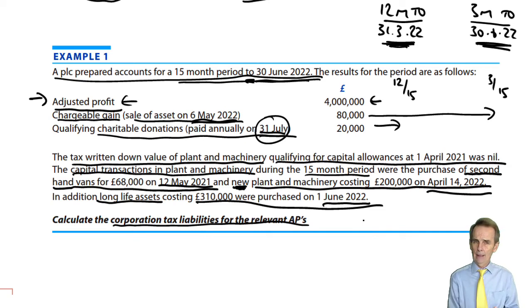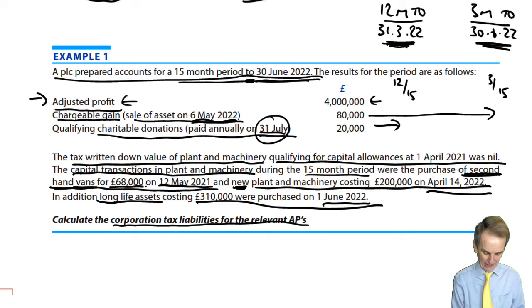Remember, in that 3-month period, if there were any WDA, it would need to be time apportioned to 3/12 of the annual figure, and the AIA limit of 1 million would also need to be time apportioned, taking 3/12 of it. You must also look very carefully at what it is that has been purchased.